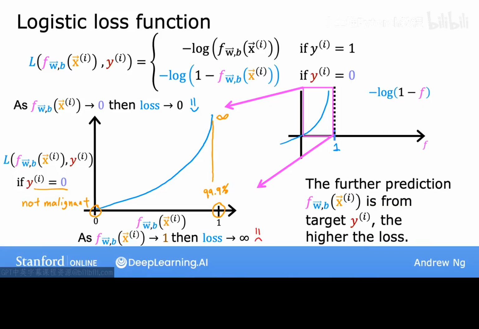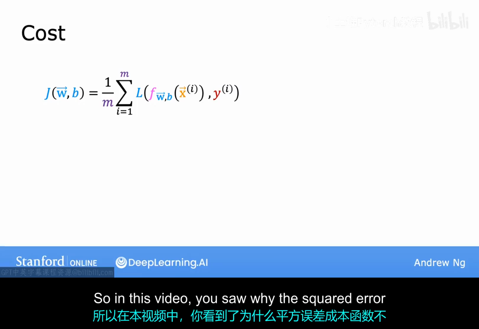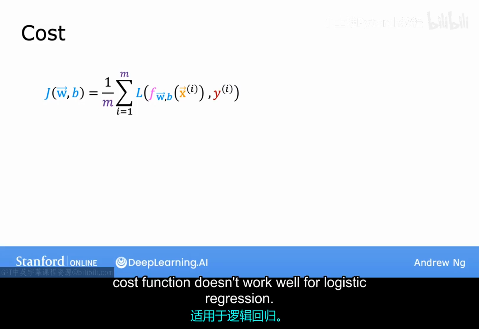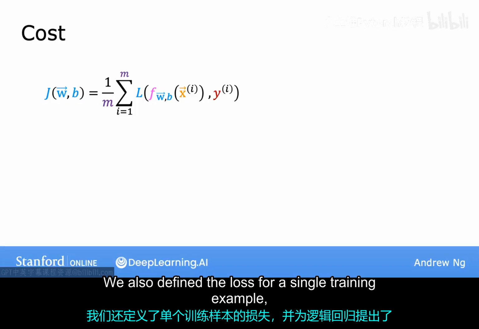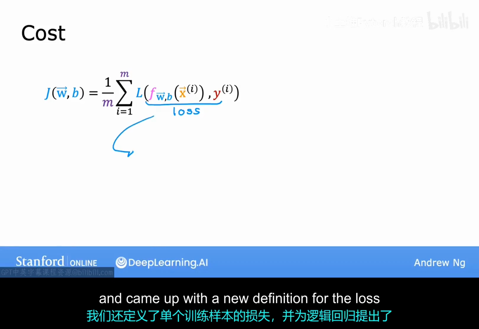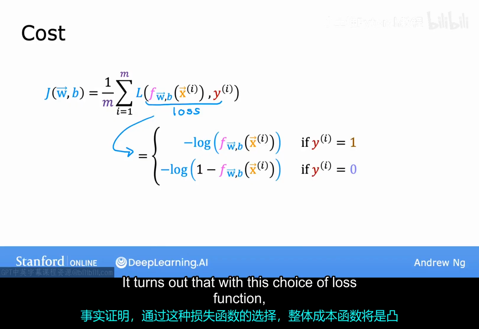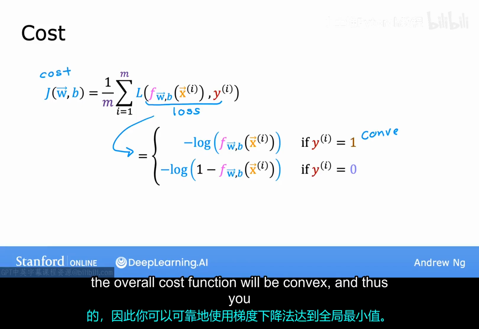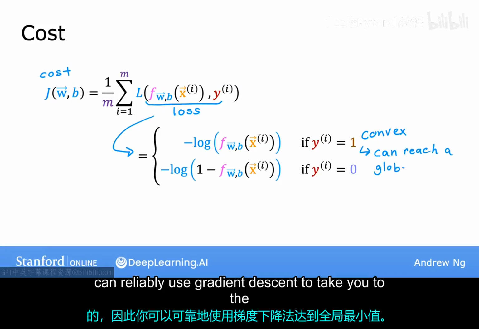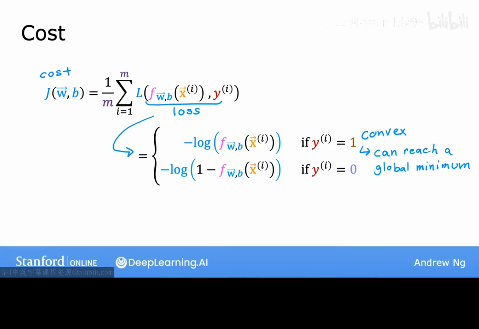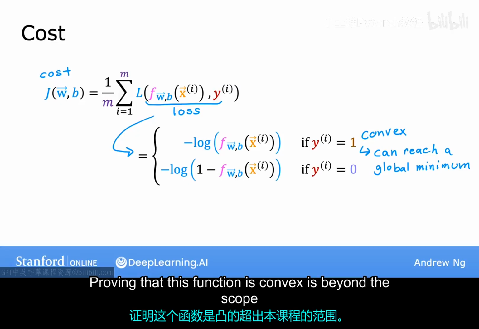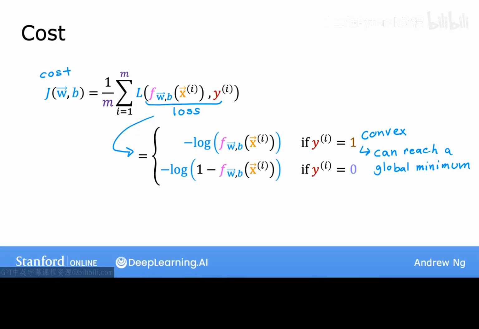So in this video, you saw why the squared error cost function doesn't work well for logistic regression. We also defined the loss for a single training example and came up with a new definition for the loss function for logistic regression. It turns out that with this choice of loss function, the overall cost function will be convex, and thus you can reliably use gradient descent to take you to the global minimum. Proving that this function is convex is beyond the scope of this course.